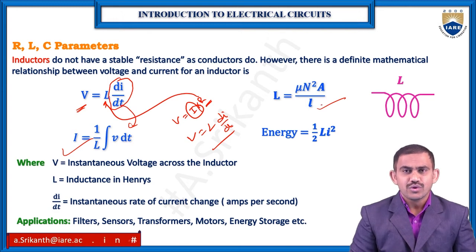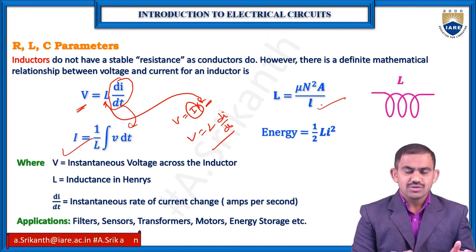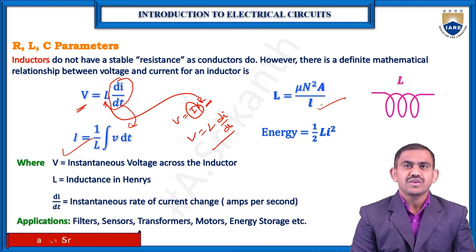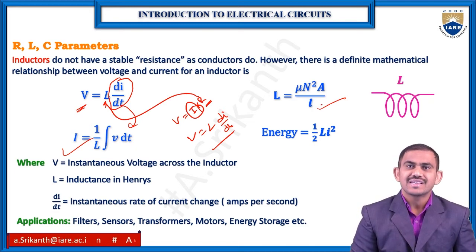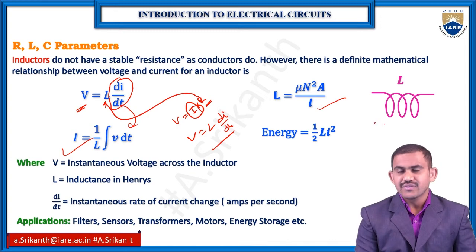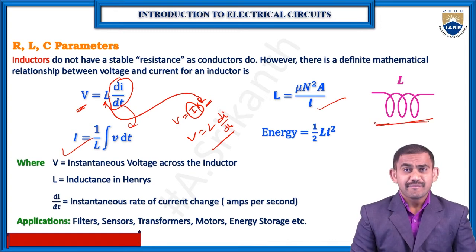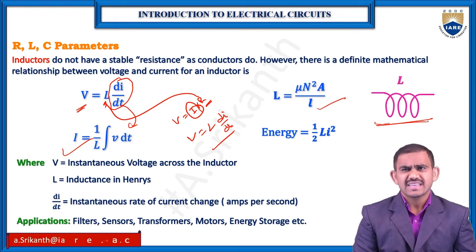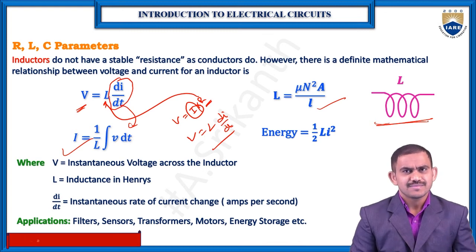Energy is 1 by 2 L i square. Coming to the voltage equation, V equal to L di by dt, and I equal to 1 by L integral V dt. This is the symbol of the inductor. Maximum you can use these inductors in filters, sensors, motors, anywhere, mostly where you see the winding.